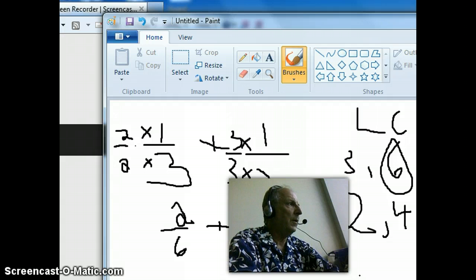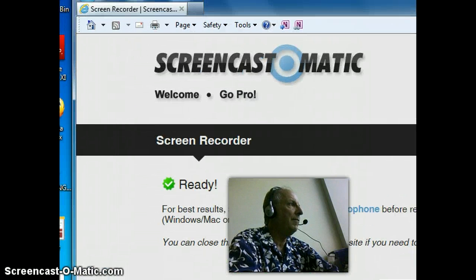And then we want to be a little careful now to make sure we do not add the denominators. So let's continue with the next step, which is 2 plus 3 in the numerator, which is going to wind up being 5.